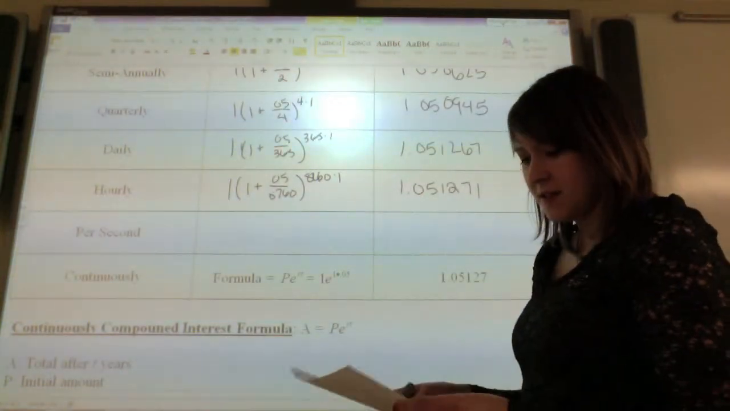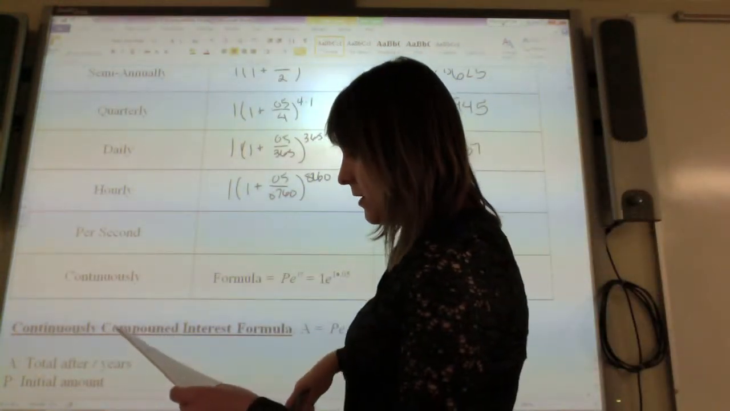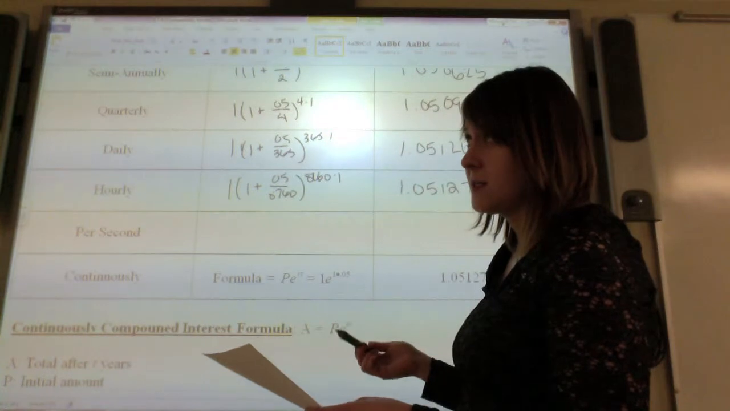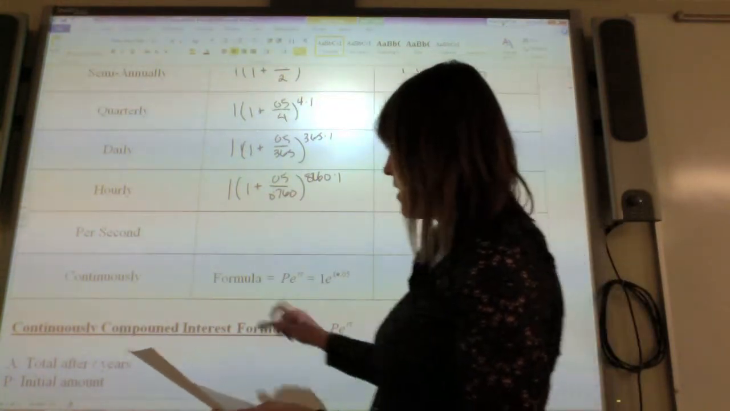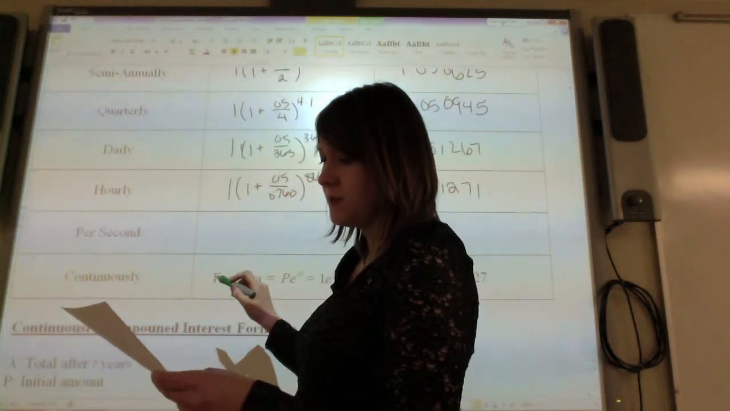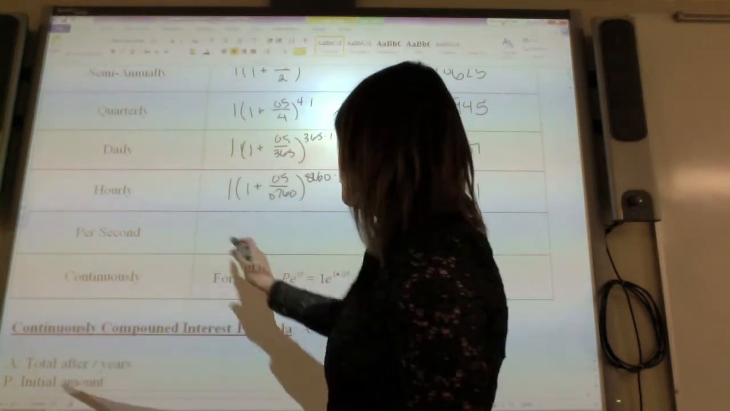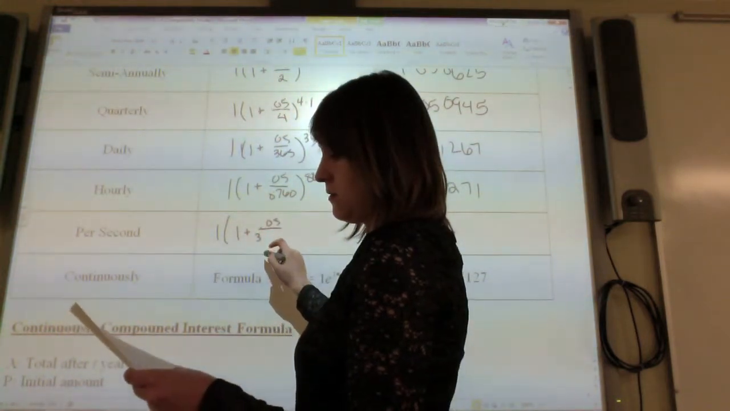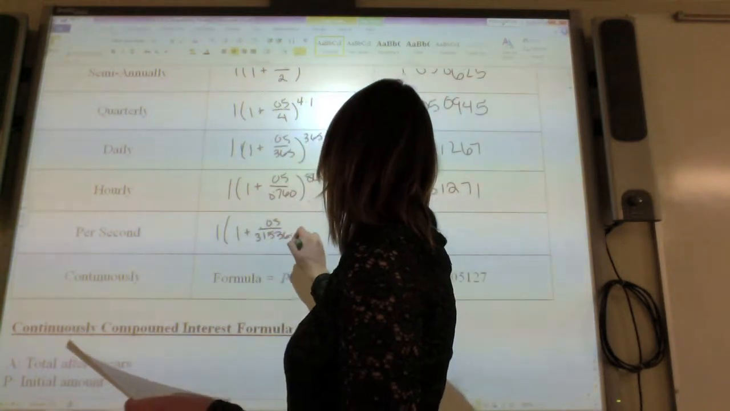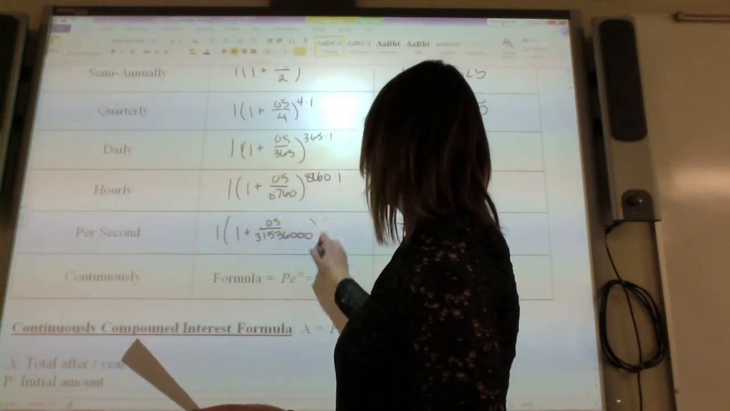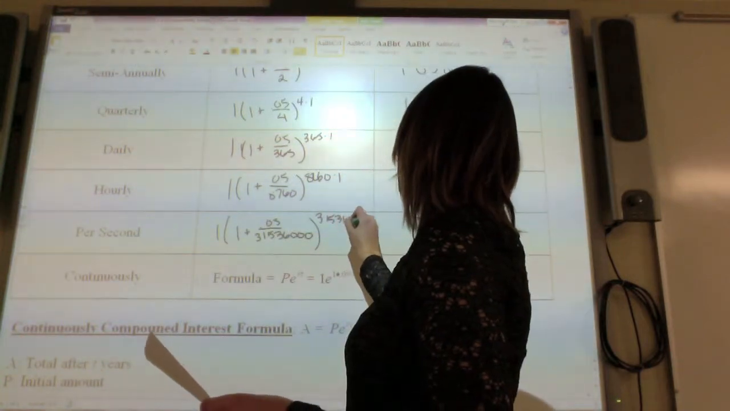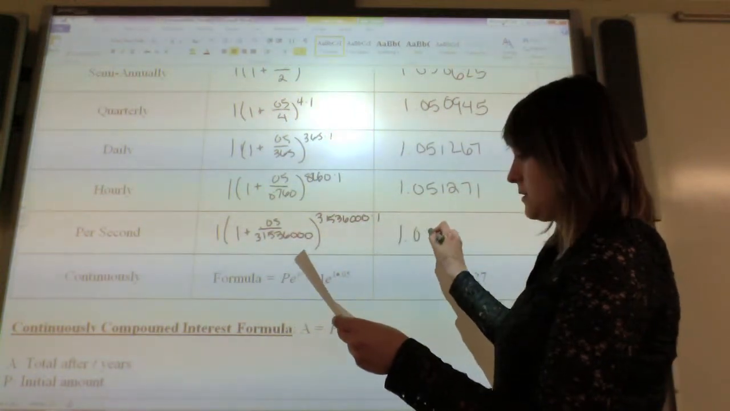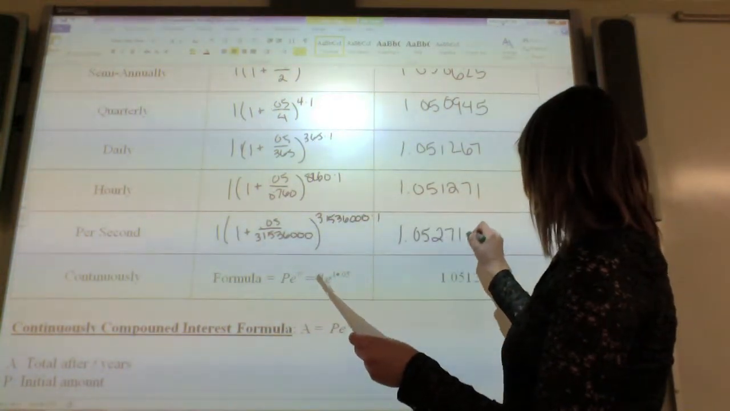And then per second, well, I know hourly was 8,760. I know there's 3,600 seconds in an hour, so if I multiply those two together, I get 31,536,000. So that's my new N value. And when I compute that out, I get 1.052714.